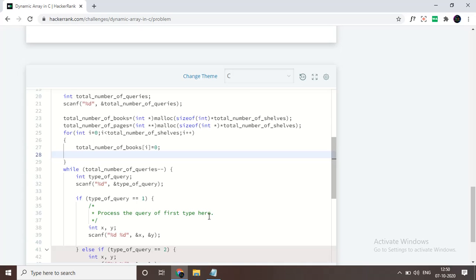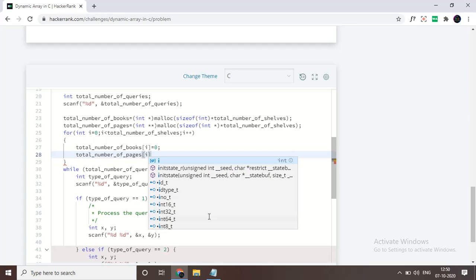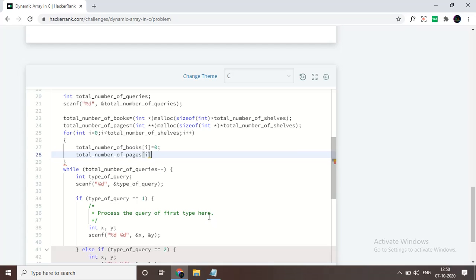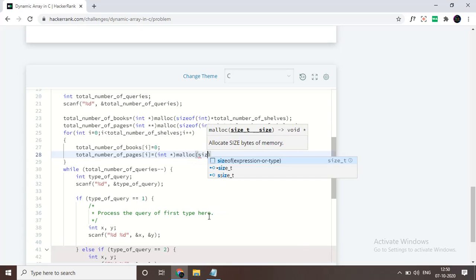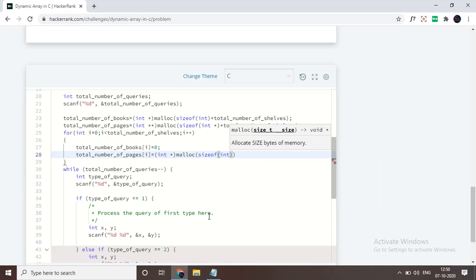Then for every book also there are the number of pages, we have to allocate it. For every book we have to allocate some memory, right? That's why I'm going to write again total number of pages of i is equal to int star malloc of size of int.